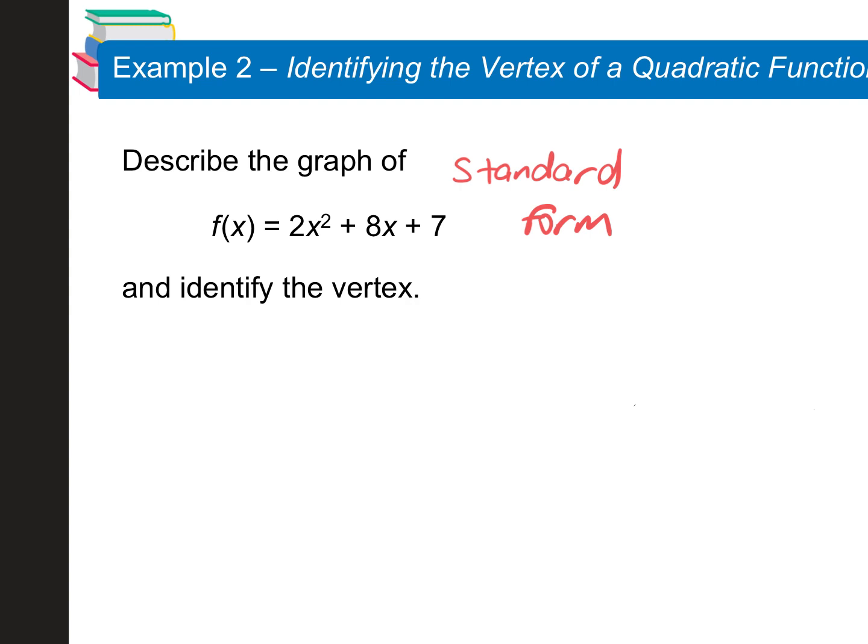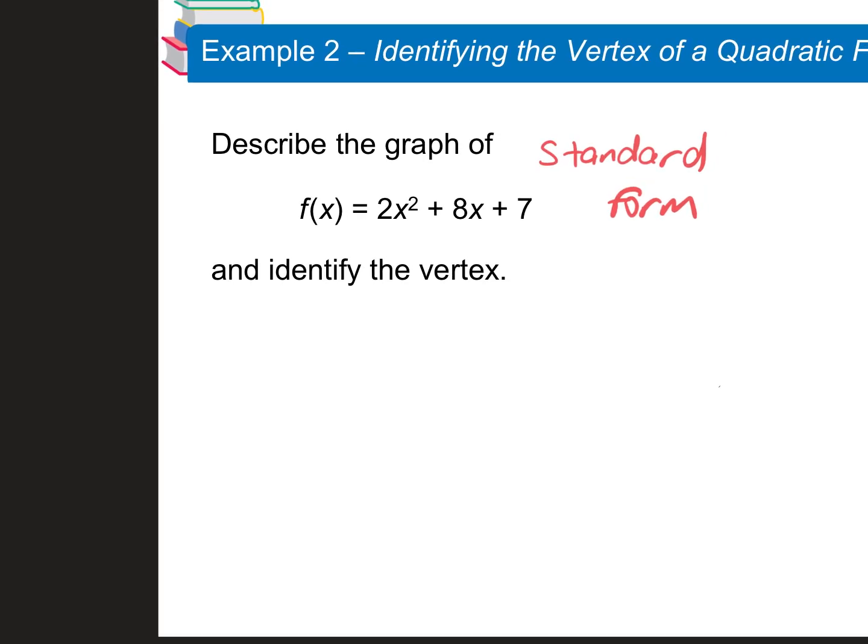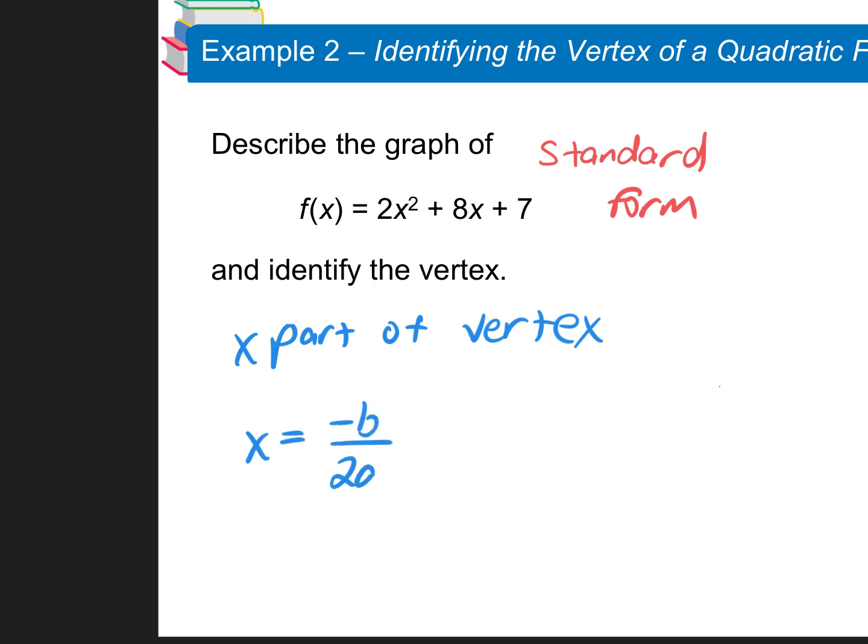But you can identify the vertex, and there is a tiny little formula that is so incredibly important. You guys are going to use it a lot. Okay, you ready for it? To find the x part of the vertex, we're going to use this massively huge formula. Ready? x equals negative b over 2a. Does your hand hurt from writing that? To find the x part of the vertex, negative b over 2a.